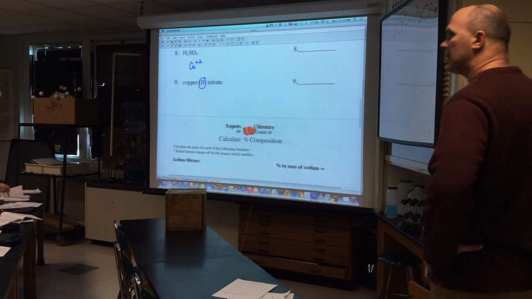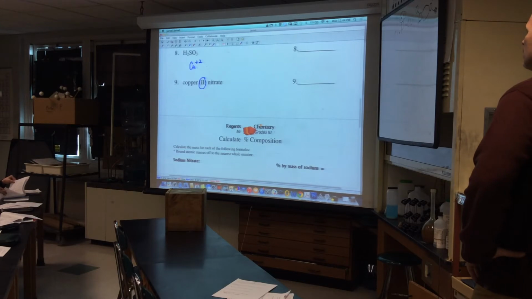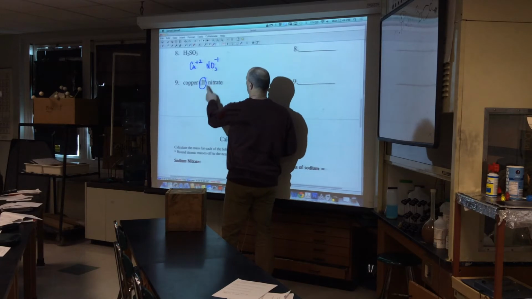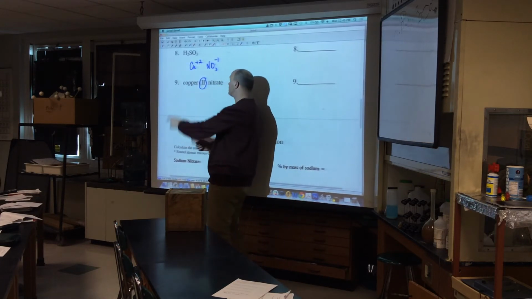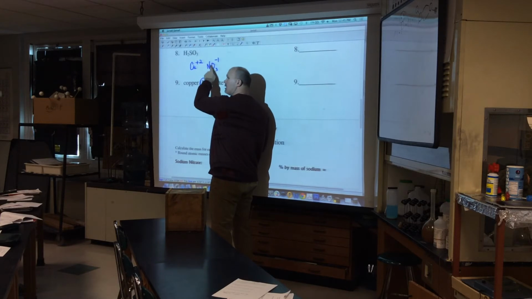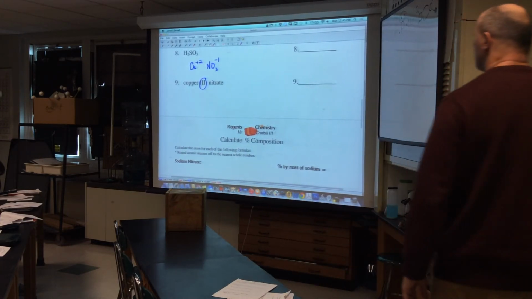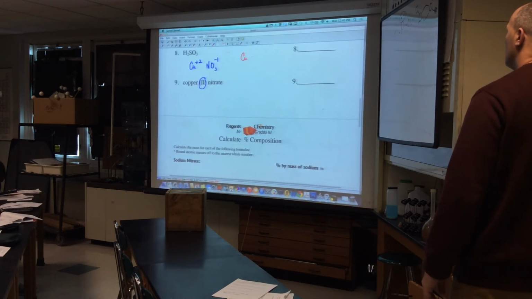What is a nitrate? It's in table E, and a nitrate is NO3 minus. Now, this whole cluster is -1. That just told me I'm dealing with copper plus 2 because copper has multiple charges. So I need 2 of these, don't I? So the chemical formula is CuNO3.